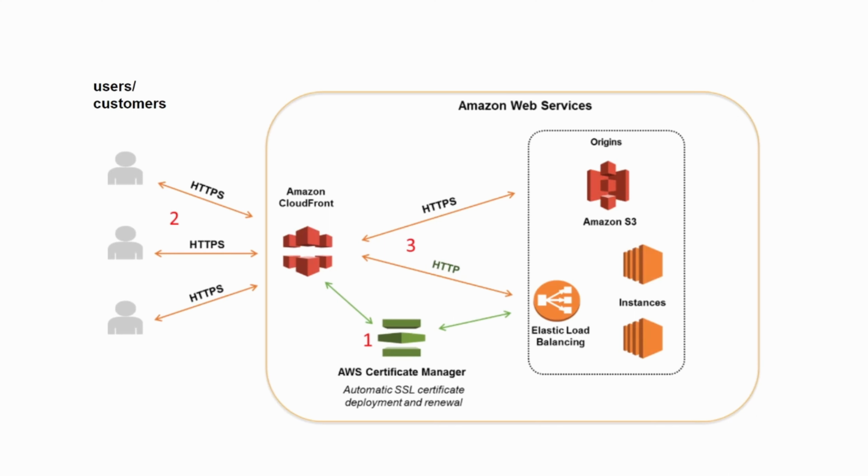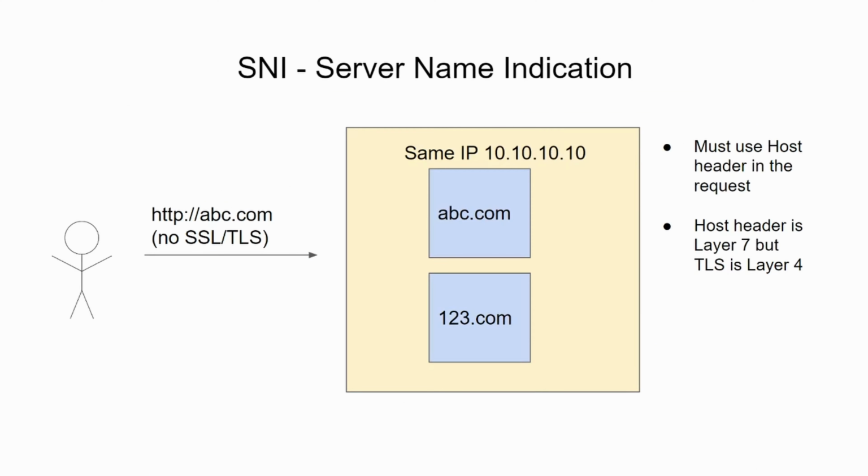You need a public SSL, not a self-signed SSL, for both connections: from the client or the viewer to the edge location, and from the edge location to the origin. CloudFront by default provides SSL. Back in the day, servers could only host one domain name when using SSL. To clarify what SNI does, we need to understand a few things. Let's say you have two domain names, abc.com and 123.com, using the same IP.